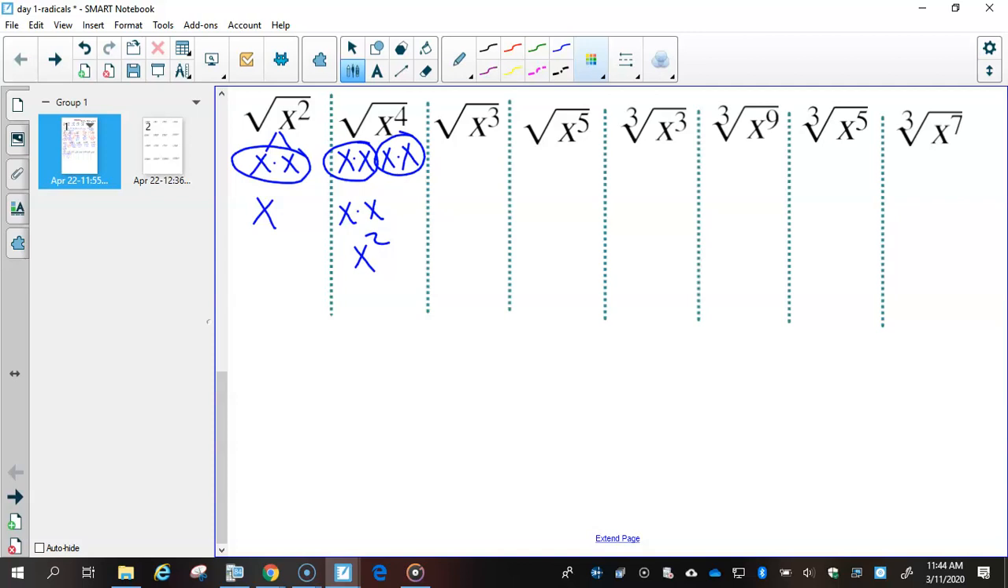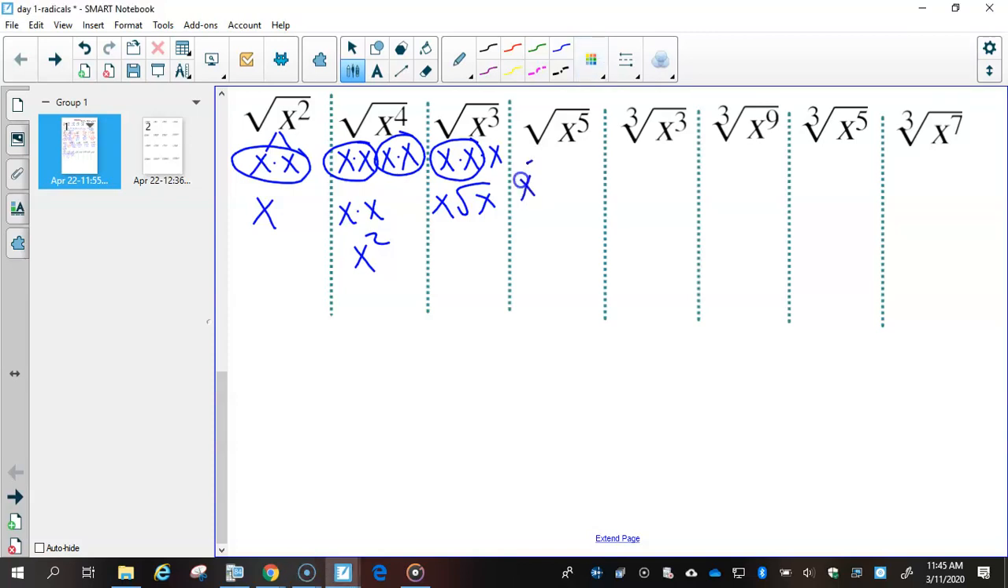What about x to the third? How would I expand that? Do we have a pair? Yes. How many? 1. So that means that pair gets to come out and there's 1 left inside. I want you to do x to the fifth. And then we'll come back and talk about the others.